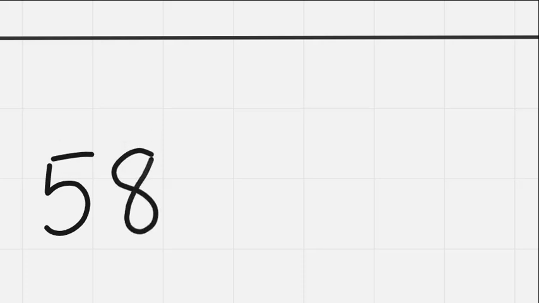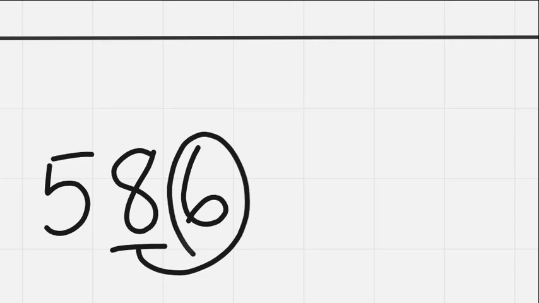The next number we're going to round is 586. Copy 586 down on your paper or your board. Now let's round it to the nearest 10. We're going to underline the tens place value. Then circle the number that will tell 86 how to round. And then identify the number we can ignore.